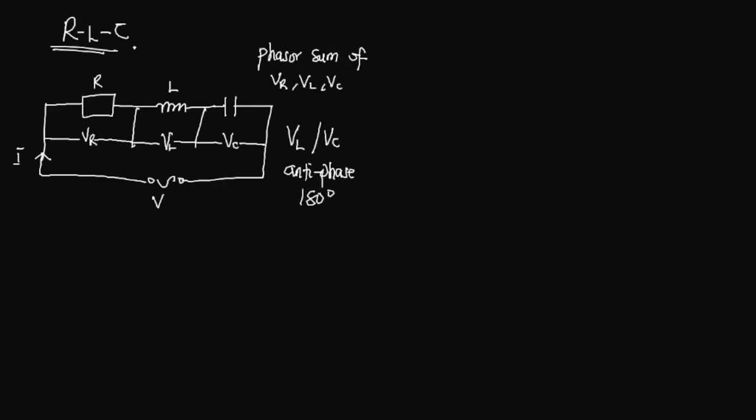Now in an RLC series circuit there are three possible phasor diagrams for this type of circuit, depending on the XL and the XC value. Now what is XL, what is XC? XL stands for the inductive reactance.